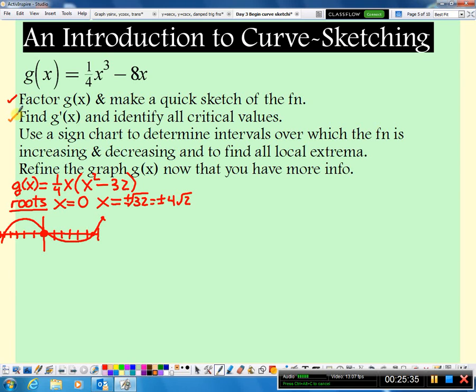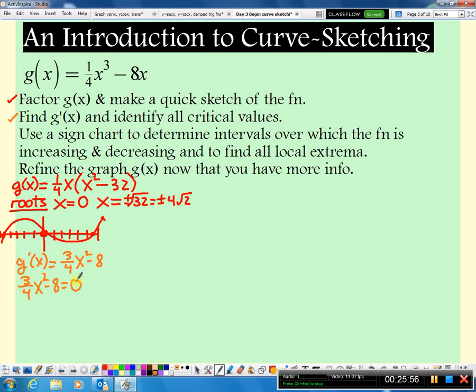How do you do that? Well, g prime of x you know how to do. That's going to give you what? 3/4 x squared minus 8. How do you identify the critical values? Look at where g prime of x equals 0, and also look if g prime of x does not exist.